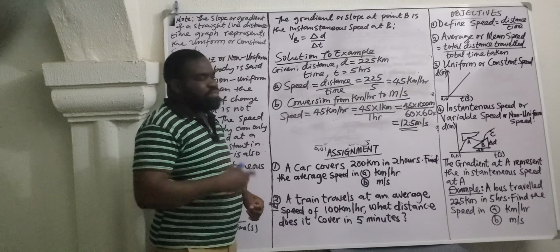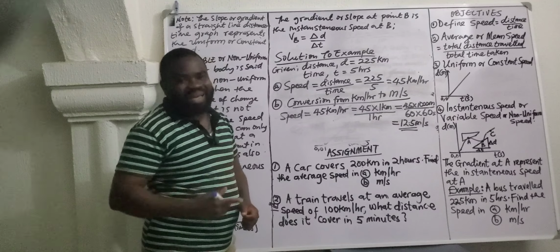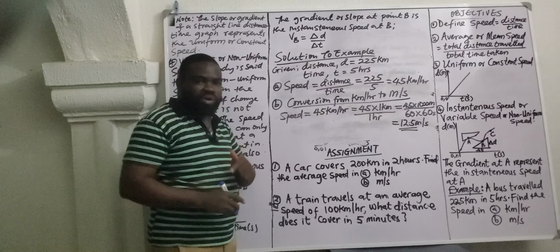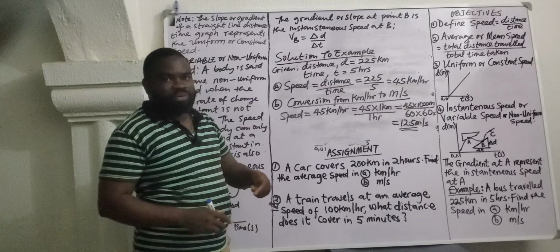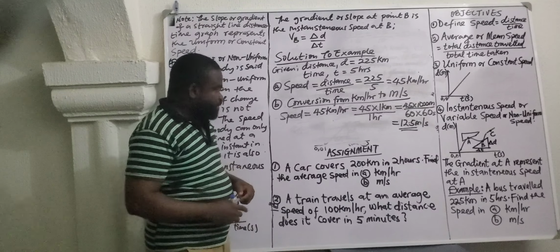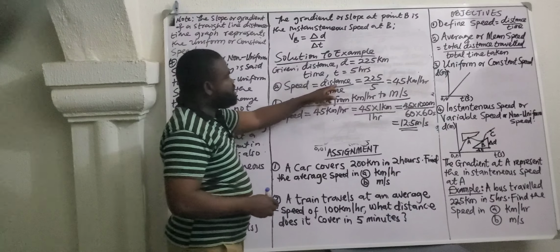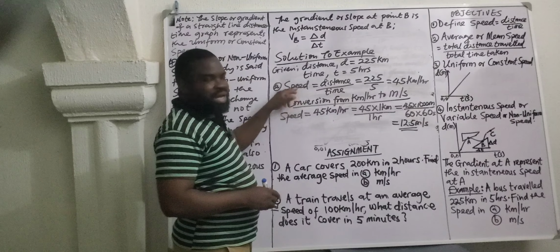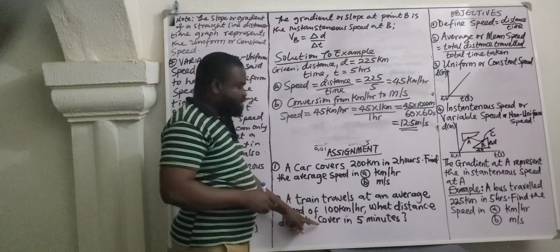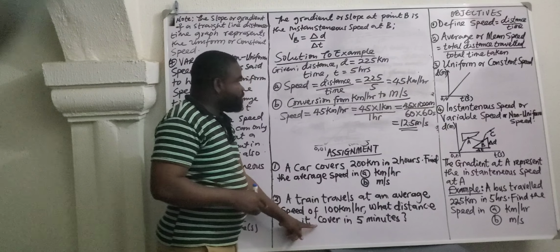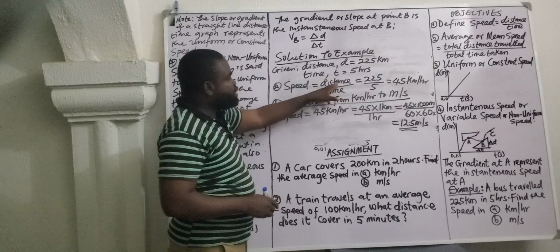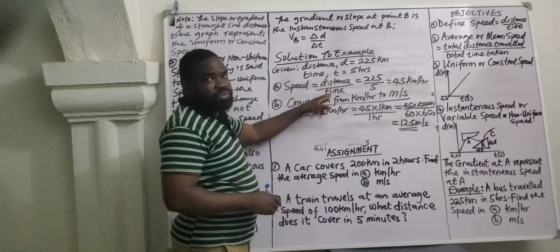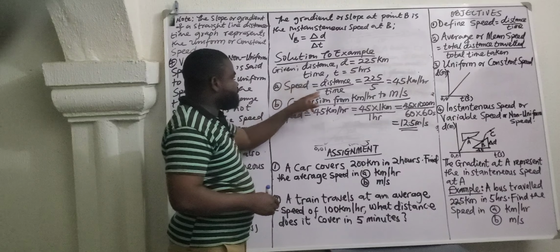Now, once you are given a formula, you can be asked to find any of the quantities in that formula. All you have to do is to make it the subject of the equation. What am I saying? We say that speed is distance over time. Now, if you are given the speed and you are given the time, as we have in this assignment number 2, then if you cross multiply, it means that distance is equal to what? Speed times time. To find the distance, multiply the speed by the time.